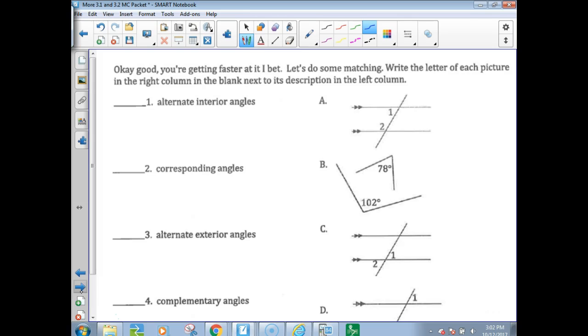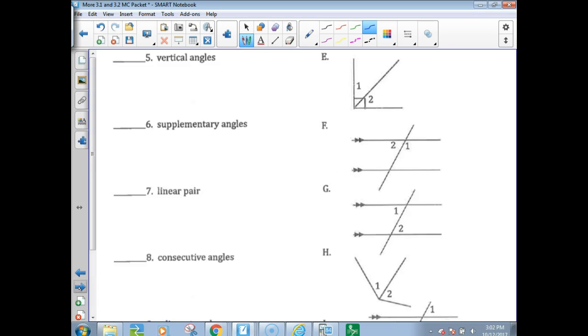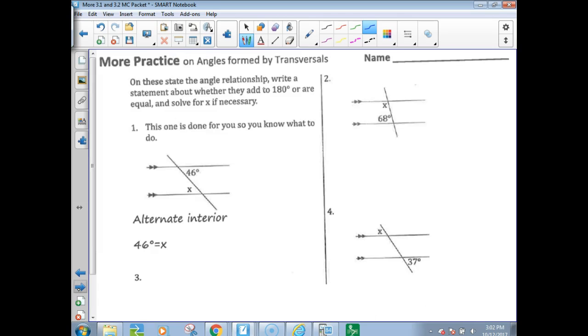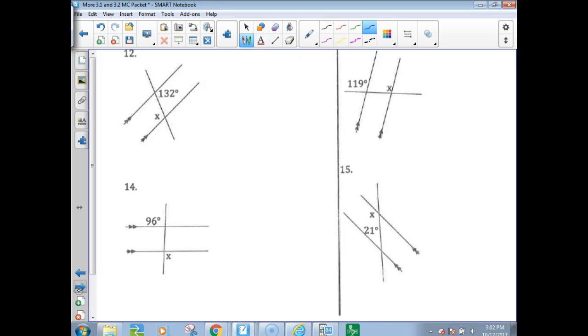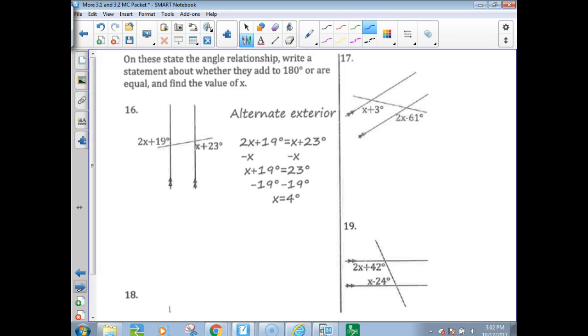Then you get to this page and it says, okay, good, you're getting faster at it. That's the whole point of this, is to get faster and know the vocab. All right, so this one, you're going to be matching. And that's got a lot of vocab that we need to know, that we should be familiar with. So it's not something I should be teaching. Here's where I want you to get to: right here, number 17 and 19. So can you please find the page that has 16, 17, 18, 19 on it?